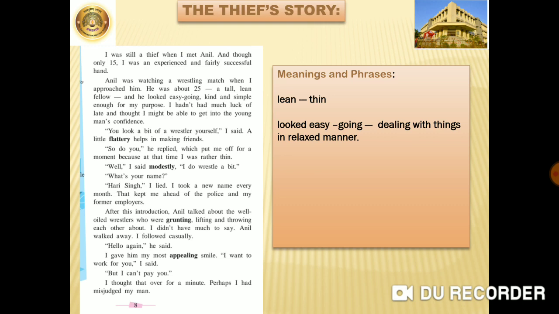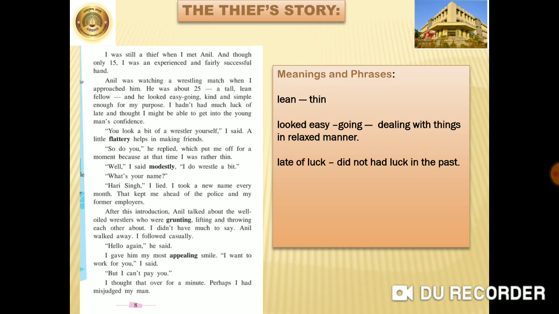Easygoing means what? He would be a relaxed man, dealing with things in a relaxed manner. Then he said, I hadn't much luck of late. And thought I might be able to get into the young man's confidence. So he said that I will win his heart and I may loot this person.